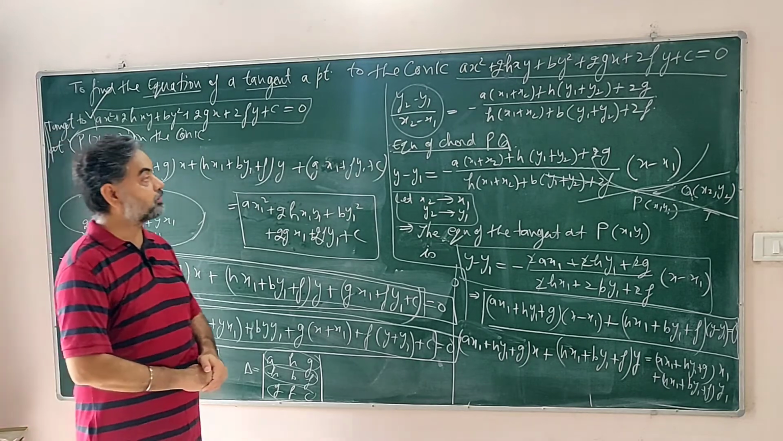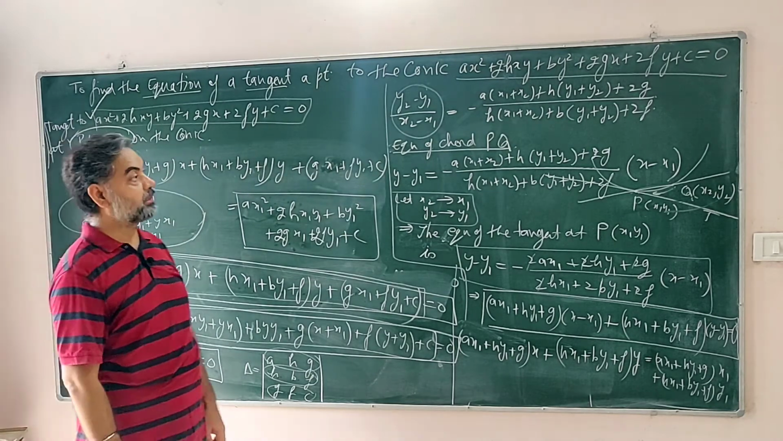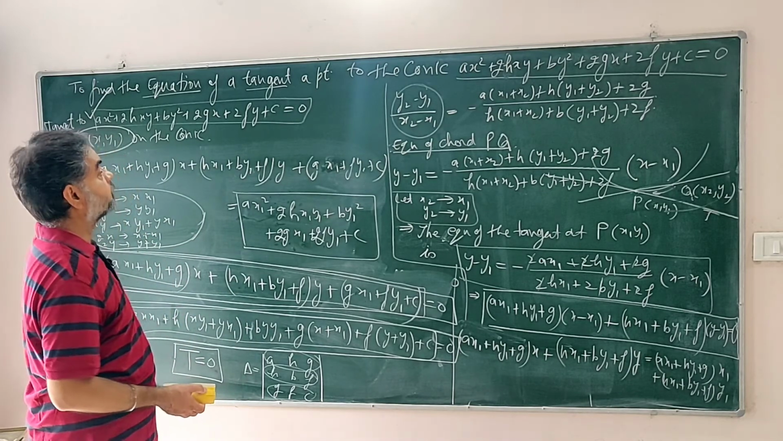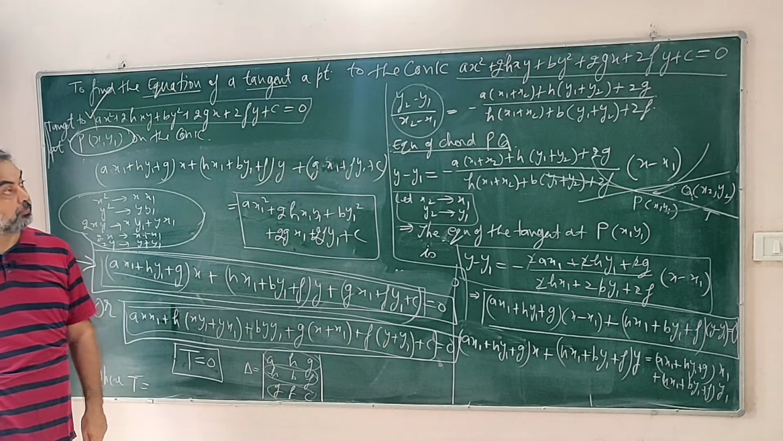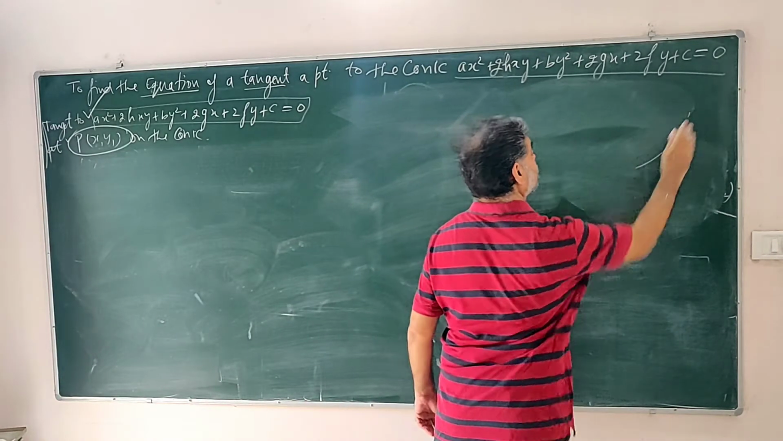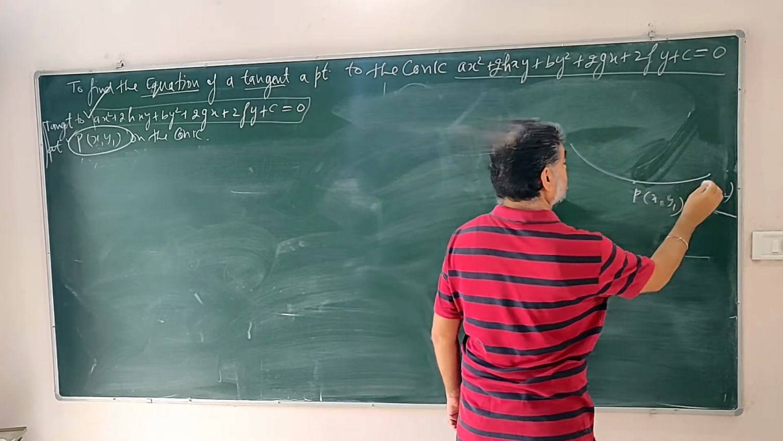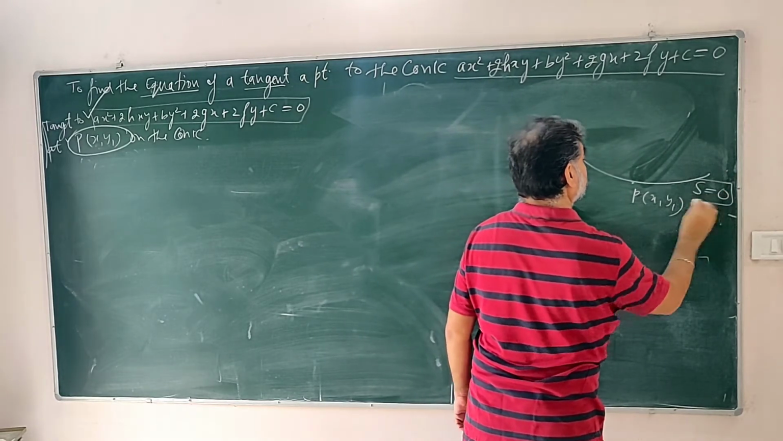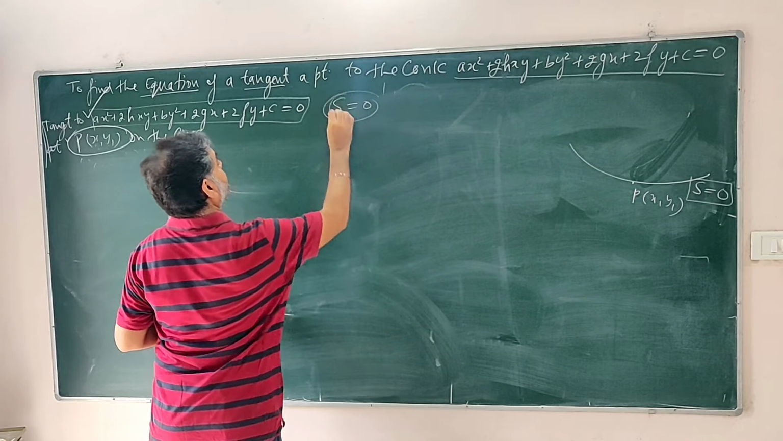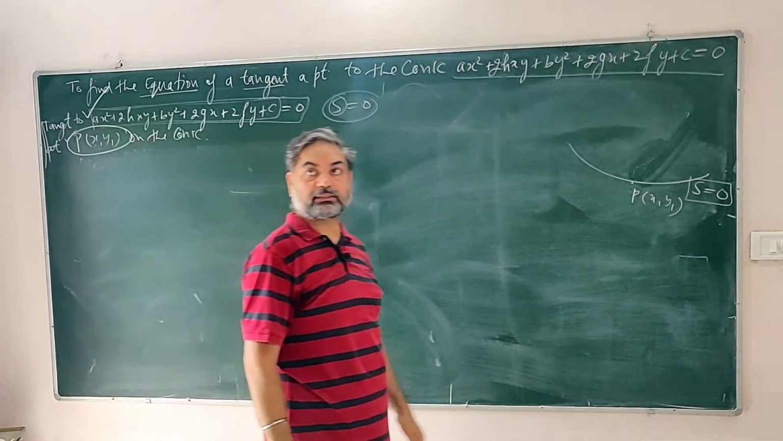I hope you have understood how to write the equation of the tangent, and now we will see how to write the equation of the normal. That is pretty easy. Next we find the equation of the normal to the conic at a given point. Suppose this is a conic with us, and suppose we have a point P here, x1, y1. Let's call the equation of the conic S equal to 0, where S is this part.